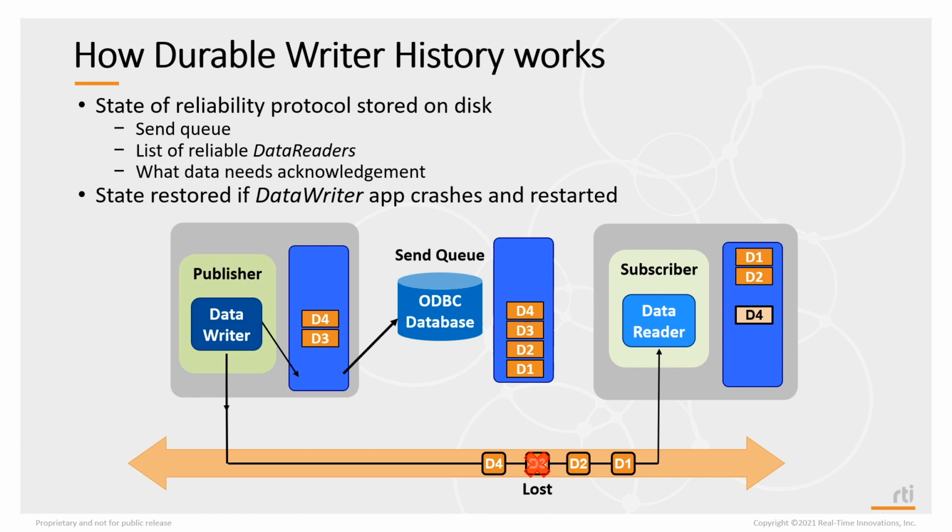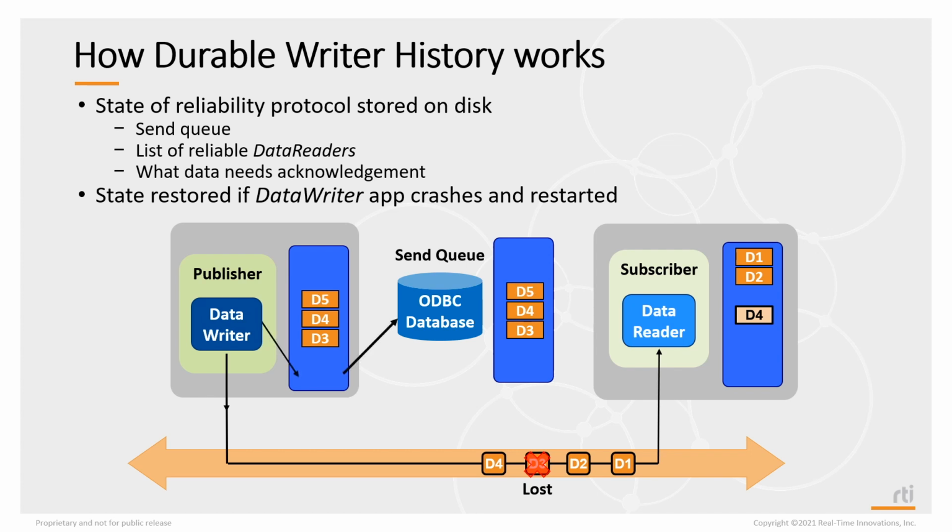But let's take an example here where D1 and D2 have now been acknowledged. If D1 and D2 have been acknowledged, D1 and D2 will be removed not only from the memory, but also removed from the database, because we don't need to keep a copy of that anymore, because we know the data readers received D1 and D2. But even though we know you got D1 and D2, you haven't said anything about D3 yet. We don't know we need to repair D3, so we don't send D3 yet.